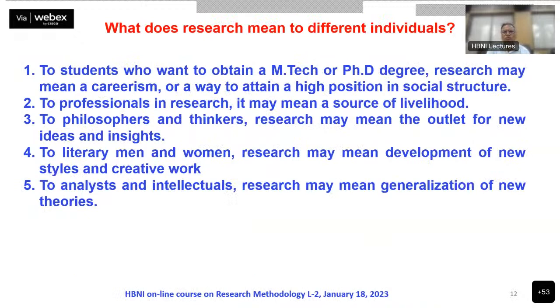So what does research mean to different individuals? Yesterday also I discussed this. To students like you who want to obtain a PhD degree or MTech, research may mean a career or a way to attain a high position in the social structure. You want a doctorate in that particular area. To professionals in research, it is a means of livelihood. We in DAE did PhD because it was a part of our research, our profession. To philosophers and thinkers, research may mean an outlet for new ideas and insights.